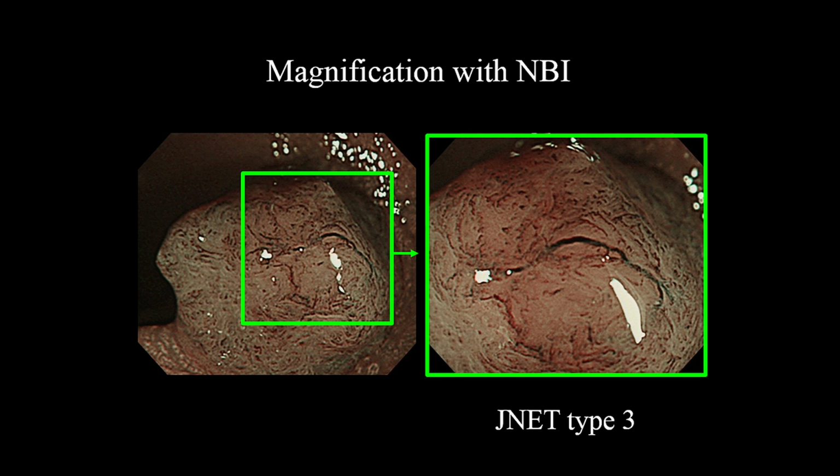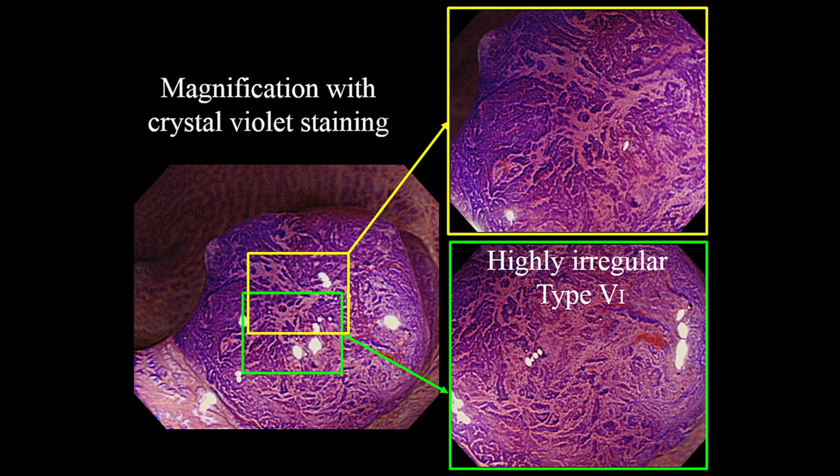Then you can recognize a vascular area here. This is a typical appearance of deeply invasive cancer, which is classified JNET type 3. And again, crystal violet staining magnification showed a highly irregular type 5I pit pattern, which also suggests invasive carcinoma.